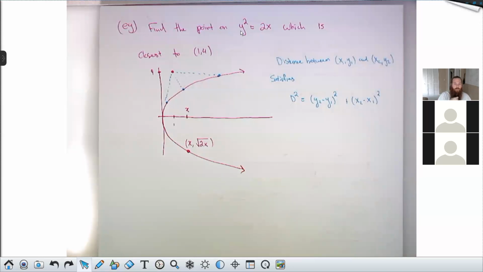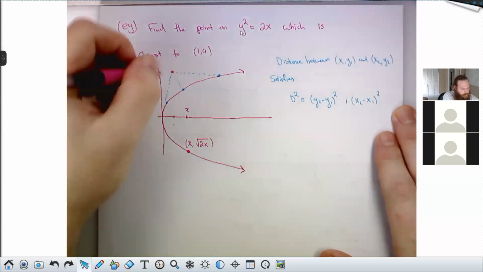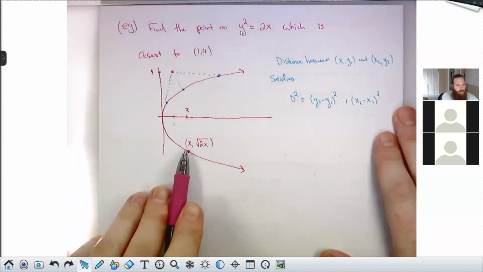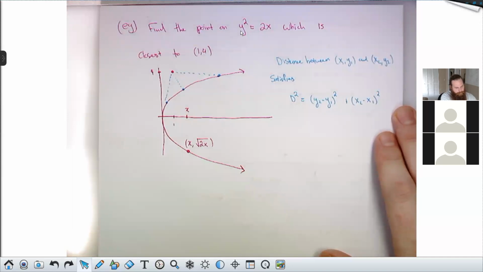Or maybe the negative square root of 2x if we're down here. But this is what an arbitrary point looks like on here. So x1, y1 are 1 and 4. x2, y2 are x and square root 2x.